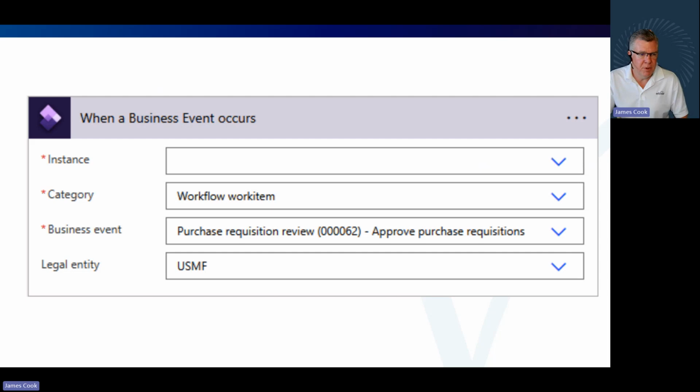So when setting this up, the instance would be either the test, UAT or production environment that you're working with. In this case, I'm using the category of a workflow work item to trigger this event. Specifically, I'm looking for the purchase requisitions approval, and that's workflow number 62. And you don't have to pin it to a specific legal entity, but in this case, I did.